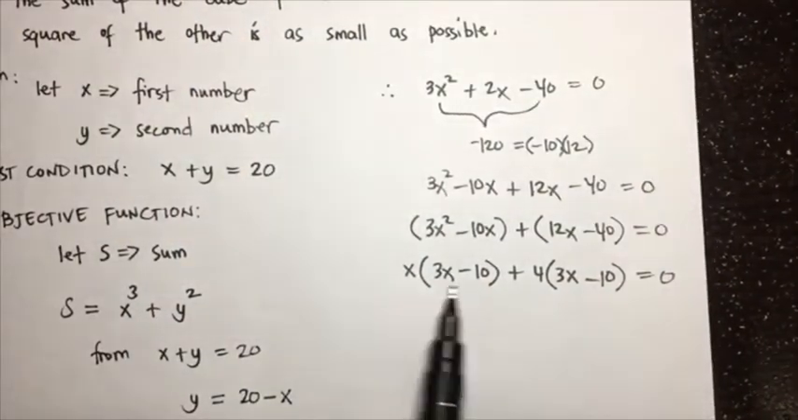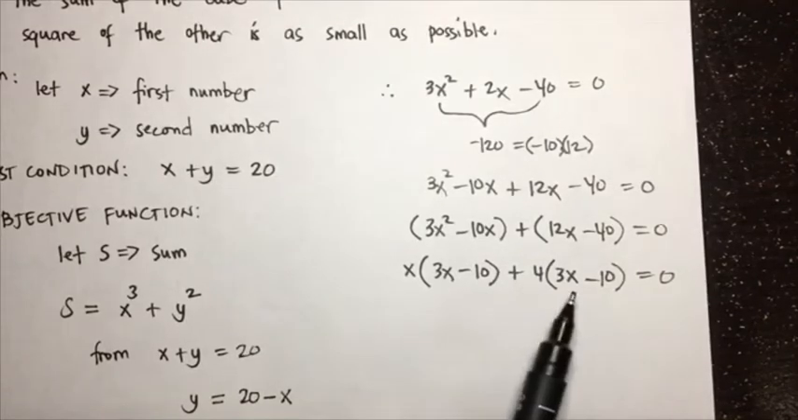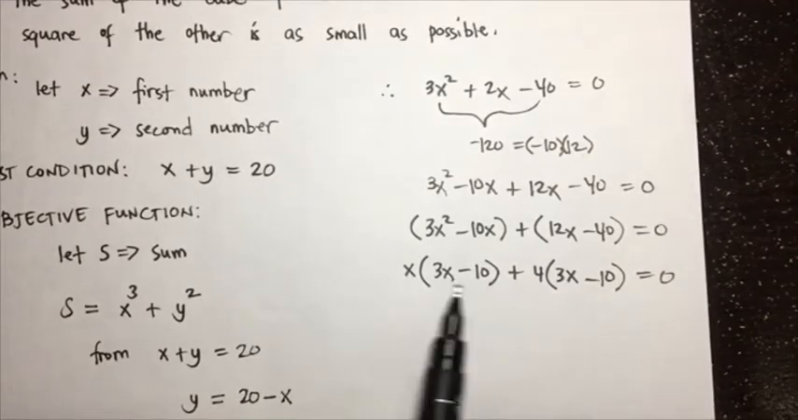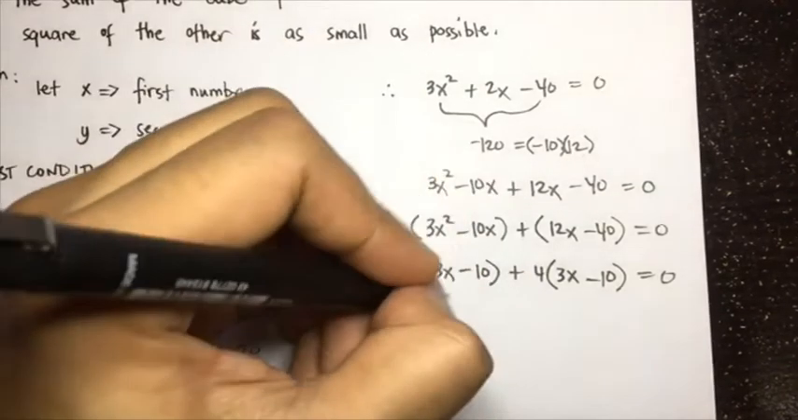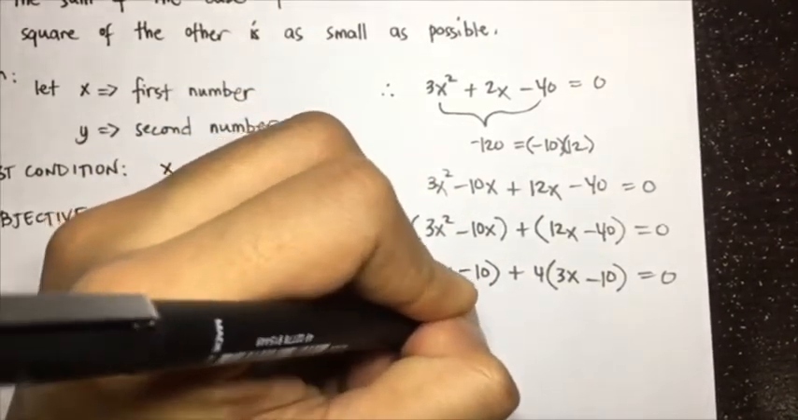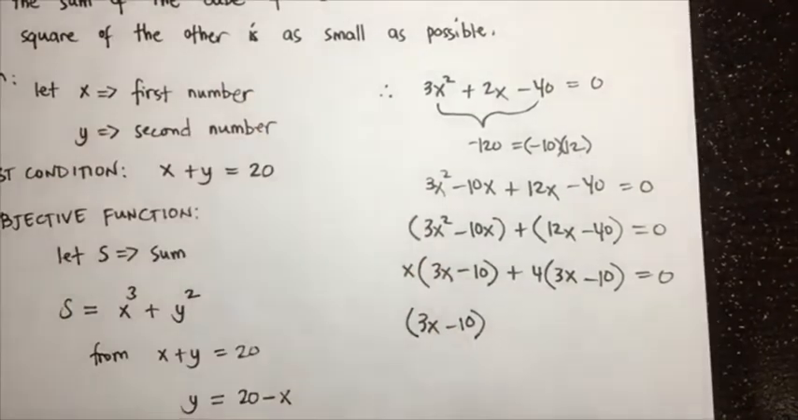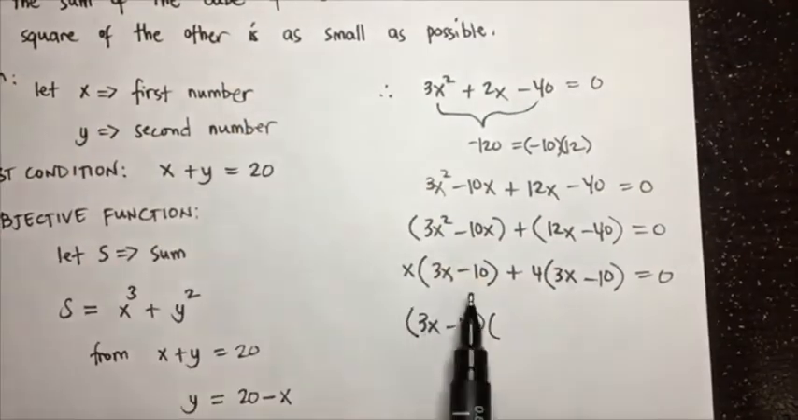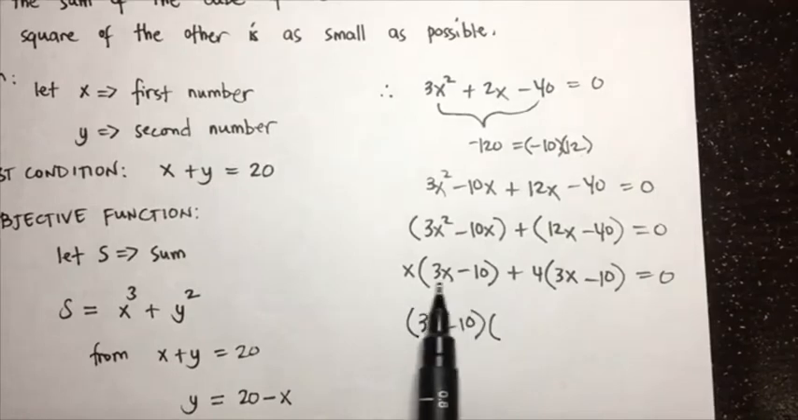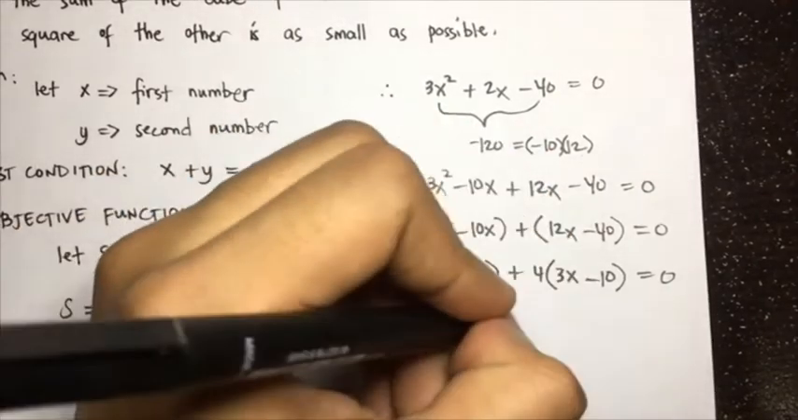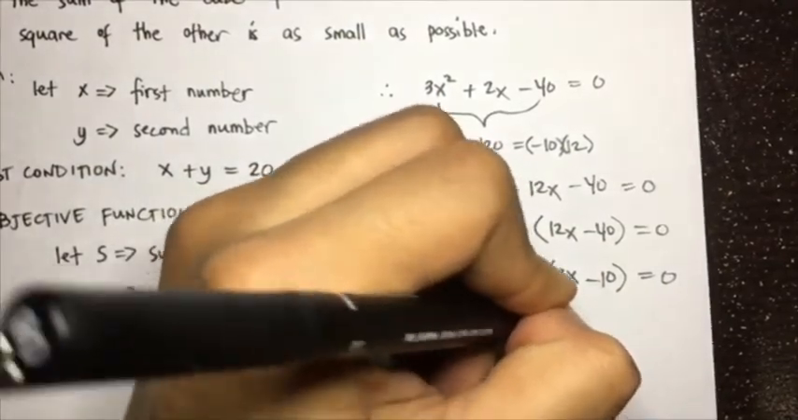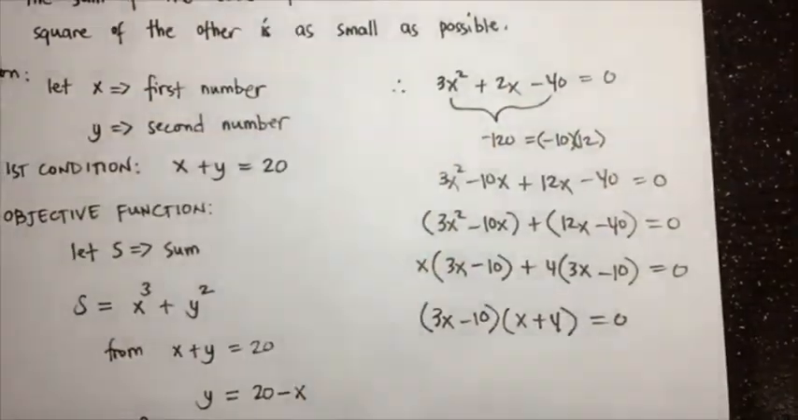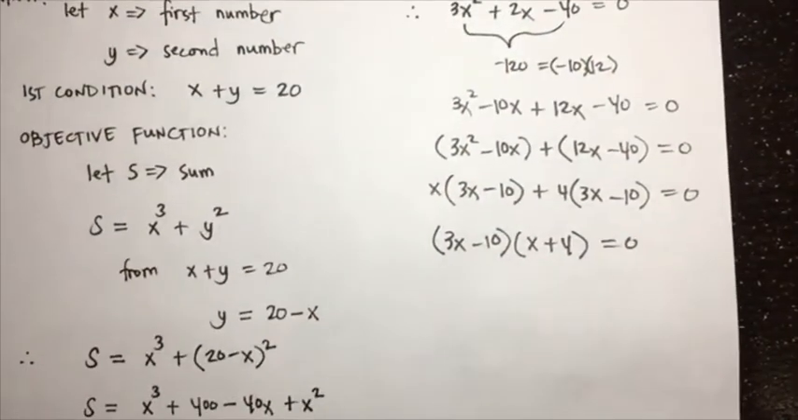Next we have a common term for both the first term and the second term, so we can factor out 3x minus 10. What will remain from the first term is x, and from the second term is 4. So we have factored it completely.